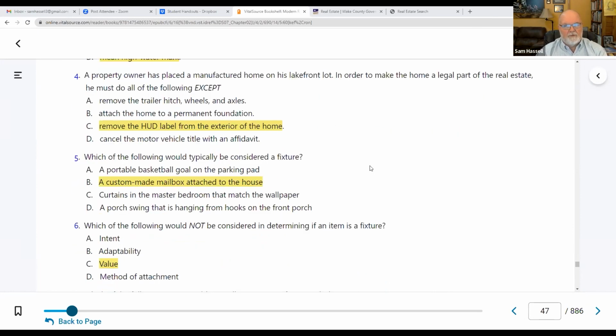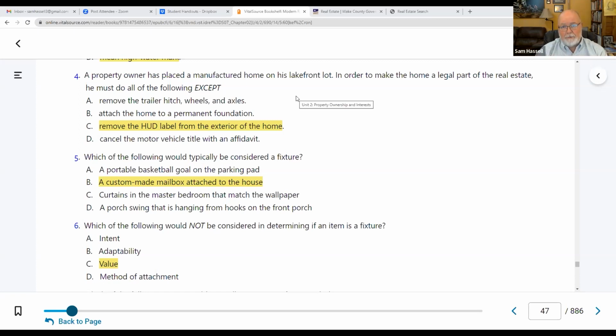Number 4, a property owner has placed a manufactured home on his lakefront lot. In order to make the home a legal part of the real estate, he must do all of the following except: he must take off that trailer hitch, the wheels, the axles. Yes, he has to. It has to be attached to a permanent foundation which he owns, not leases. Okay, can't lease the land, he has to own it. And he's got to go to motor vehicle and cancel the title on the vehicle.